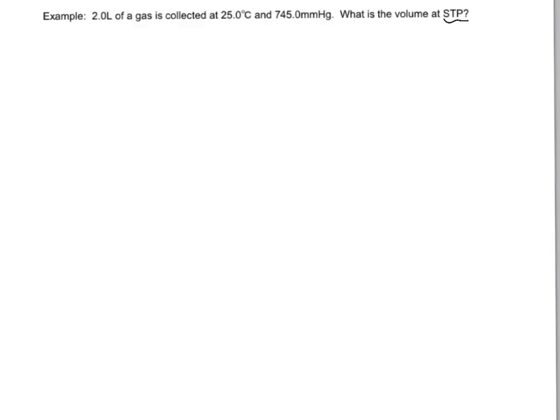Just like we've been doing with all of the other gas laws, the first thing that we need to do is outline all of the variables that we have, to figure out what's given to us in the question. So I need to figure out my P1, V1, and T1, as well as my P2, V2, and T2.